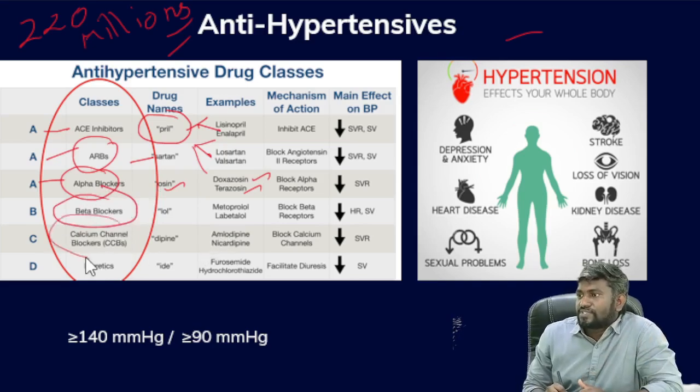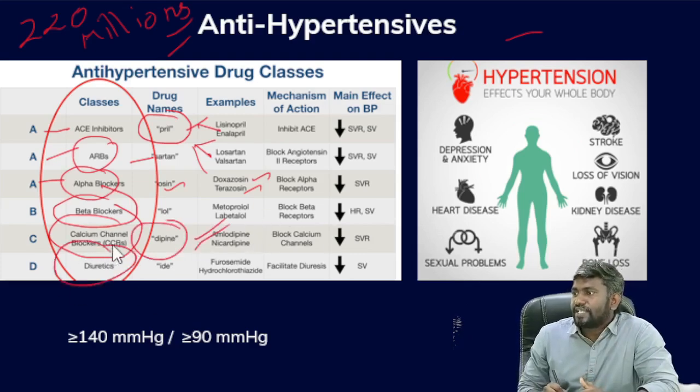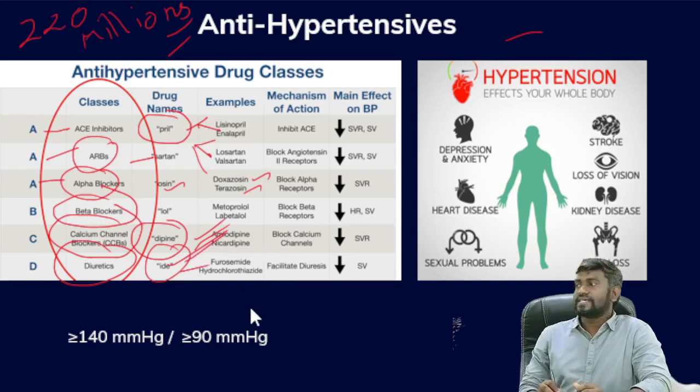We have the calcium channel blockers, which end with the dipines. They are going to be amlodipine, nicardipine or nifedipine. We have the diuretics, which end with IDE, that is going to be furosemide or hydrochlorothiazide.